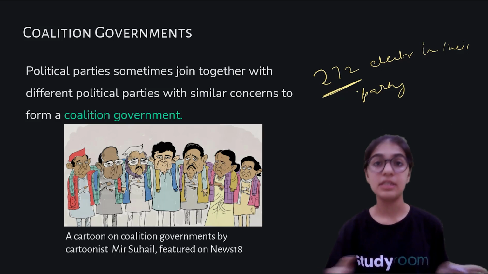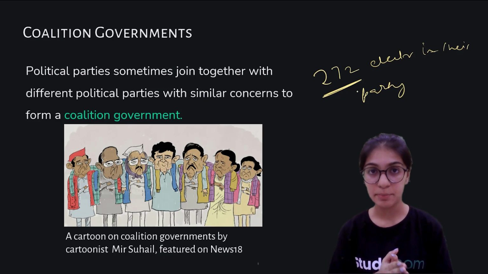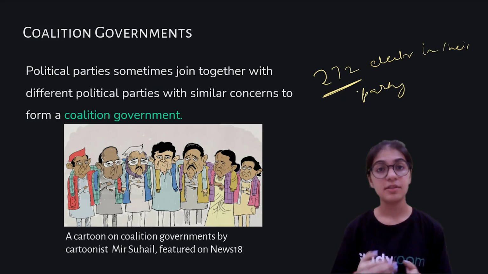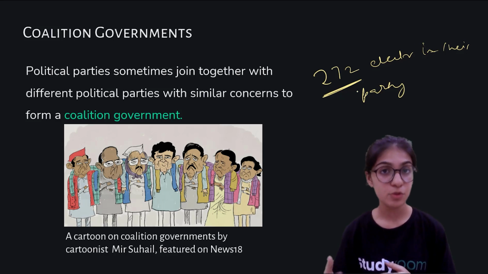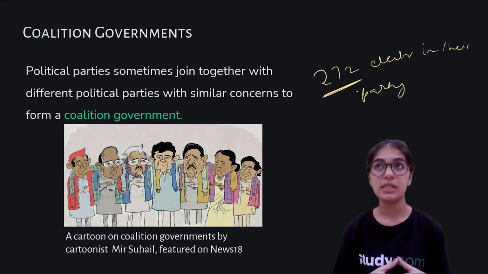Now what happens in this case? Let's take a very simple example. Let's assume that Bharatiya Janata Party gets 164 votes while Aam Aadmi Party gets 220 votes, and Congress Party gets 5 votes. Let's just assume this is again a hypothetical situation.